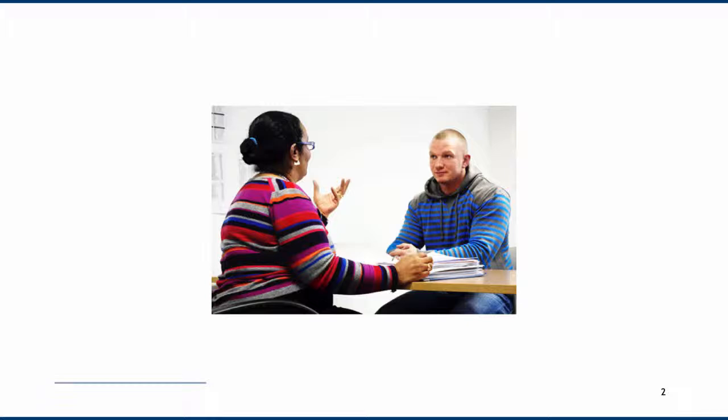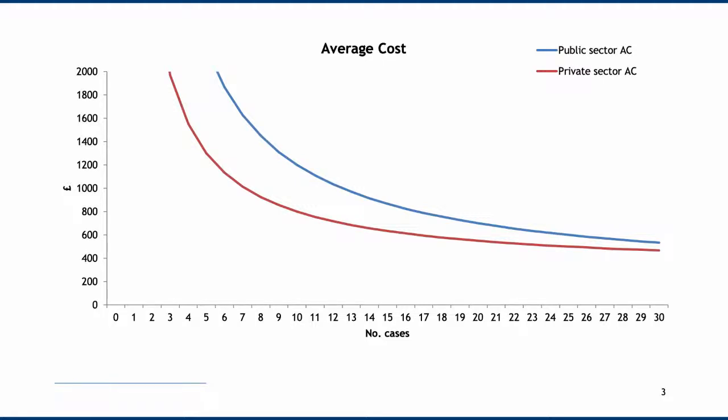You estimate that the service needs to deal with around 15 cases a year, and you've managed to establish the following average cost curves. As you can see, the average costs for the public sector are higher than the private sector across all possible range of cases, and the particular number of cases that we're interested in is 15. And we can see that with 15 cases, the private sector is able to do that with an average cost of just over £600, whereas the public sector costs over £800.